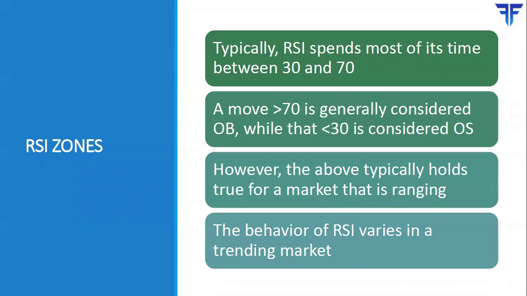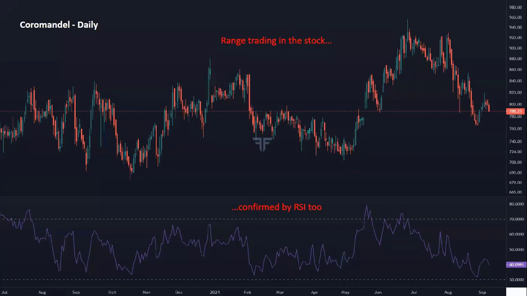Having said that, whenever the market is trending, that is, whenever the market is in a strong uptrend or in a strong downtrend, the behavior of RSI will vary. And that is what we'll talk about in this section. So this is the daily time frame chart of Coromandel. As you can see from the leftmost region to the rightmost region, the price is sort of consolidating. You can see that neither the bulls nor the bears are clearly in control.